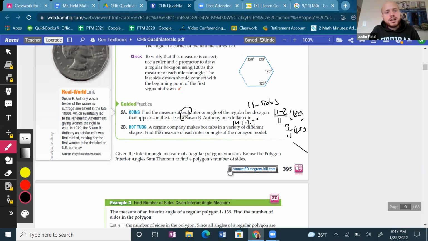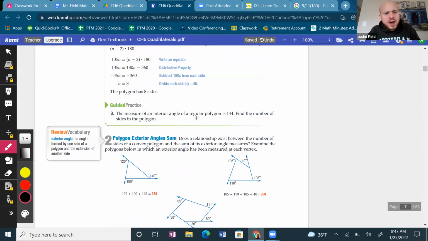Hot tubs. Find the measure of each interior angle of a nonagon. So you can do the same thing with 9 sides. So it's going to be 7/9 times 180. Okay, you can do that one.